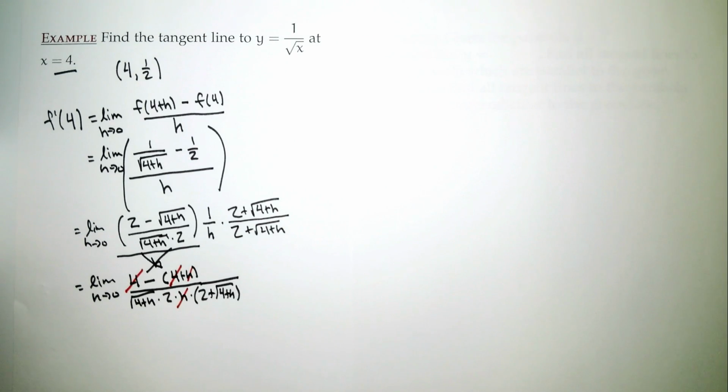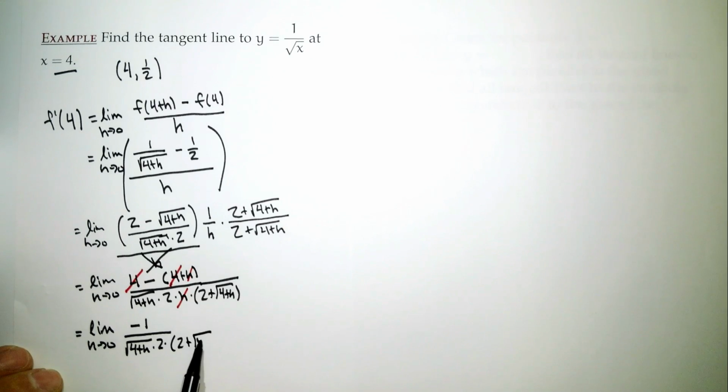So if we were to do that, it's kind of 2 steps we did, but we can handle that. We're left with negative 1 on the top over square root of 4 plus h times 2 plus square root of 4 plus h. Now, the important thing is that when we cancel those h's, we canceled something which was causing zeros on both top and bottom. So the next thing we should do after we've canceled something which was causing zeros is to do what? Plug it in. And maybe we're done.